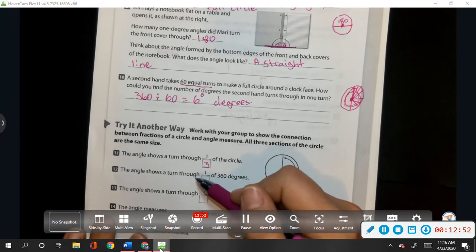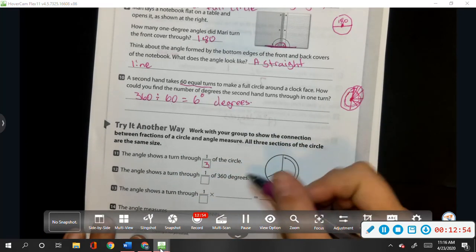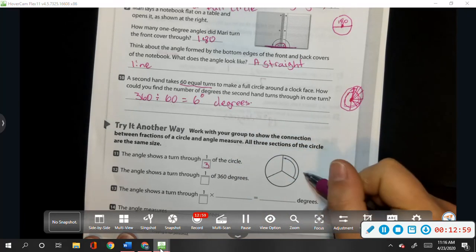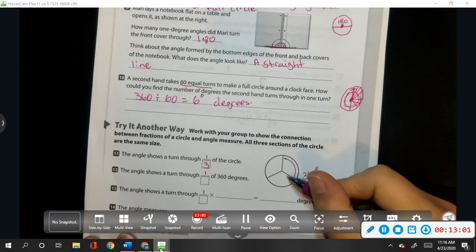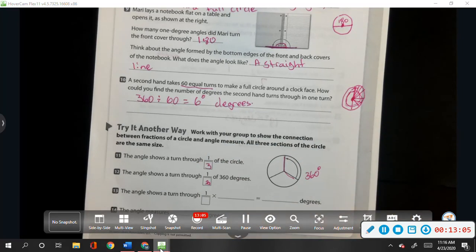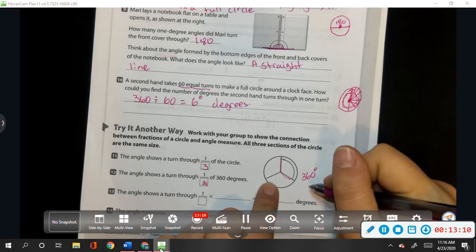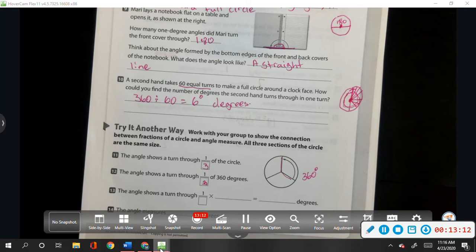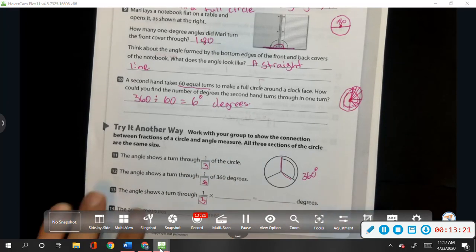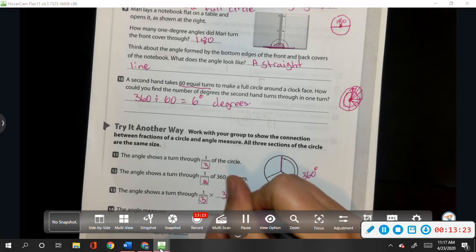The angle shows a turn through 1 what of the 360 degrees? If this whole thing is worth 360 degrees, this is 1/3 of the 360 degrees. Now we're going to find a way to take this fraction and make it into a degree. Find out how many degrees this angle is using fraction multiplication. So the angle shows a turn through 1/3 of the 360 degrees.